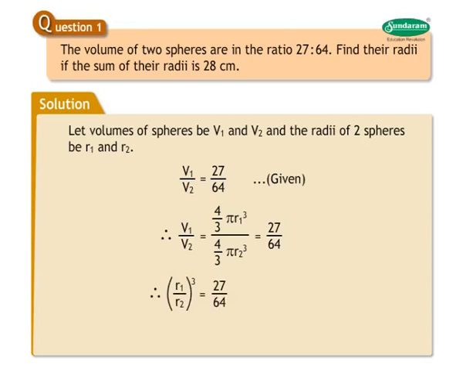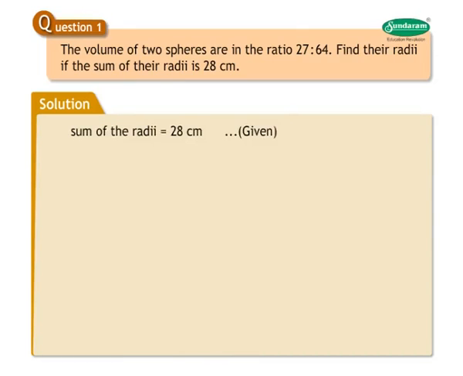Therefore, R1 upon R2 the whole cube is equal to 27 upon 64. Therefore, R1 upon R2 is equal to cube root of 27 upon 64. Therefore, R1 upon R2 is equal to 3 upon 4. It is given that sum of the radii is equal to 28 centimeters. That is, R1 plus R2 is equal to 28. Therefore, 3R plus 4R is equal to 28. Therefore, 7R is equal to 28. Therefore, R is equal to 4.